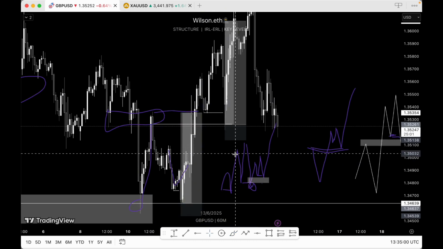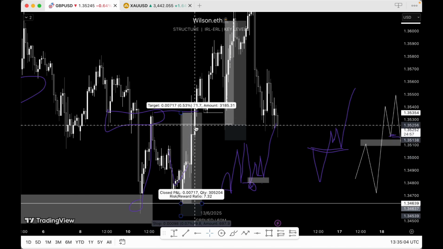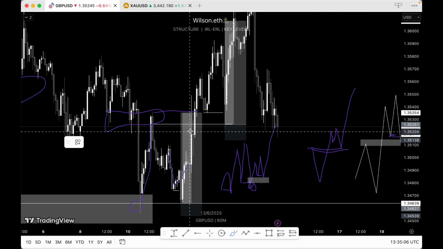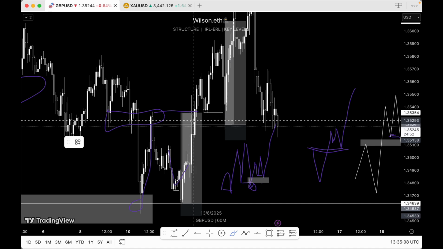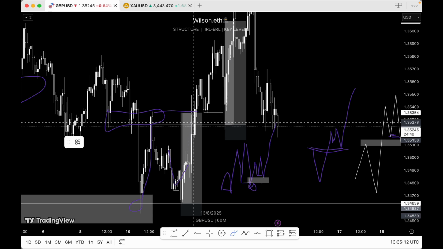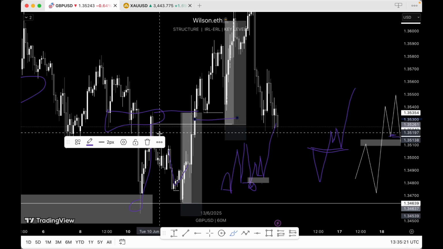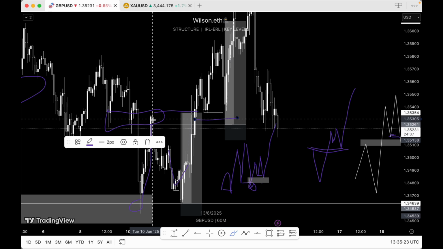I marked my breaker block. Somebody might also take their entry from this single candle order block over here. As you can see, there's a bearish single candle order block. It's like an indecision candle. Someone might take their entry and put it at the tip like this. They're also going to get in this trade. But I mark this breaker block or the same level.